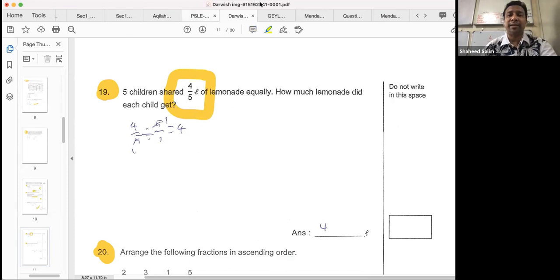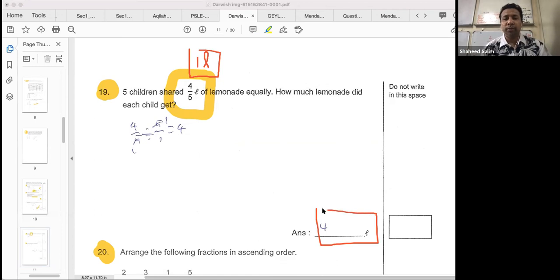Let's say now I change the question, I make it easier for you to understand. 1 liter of lemonade is shared by 5 children. And I ask you, how many liters each child have? You say 4 liters. I say, look, even without looking at your working, I know your answer is wrong. Why? Because you only got 1 liter. How come each child can get 4 liters? You know what I mean? Or not? So that means this is illogical.